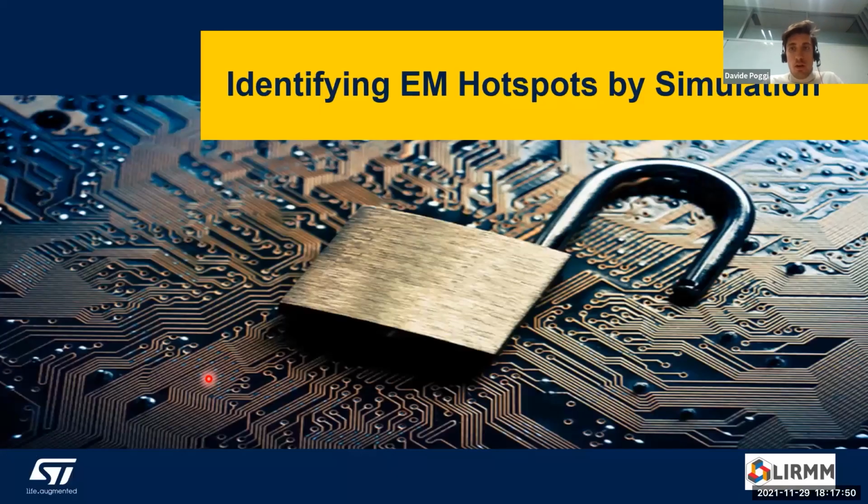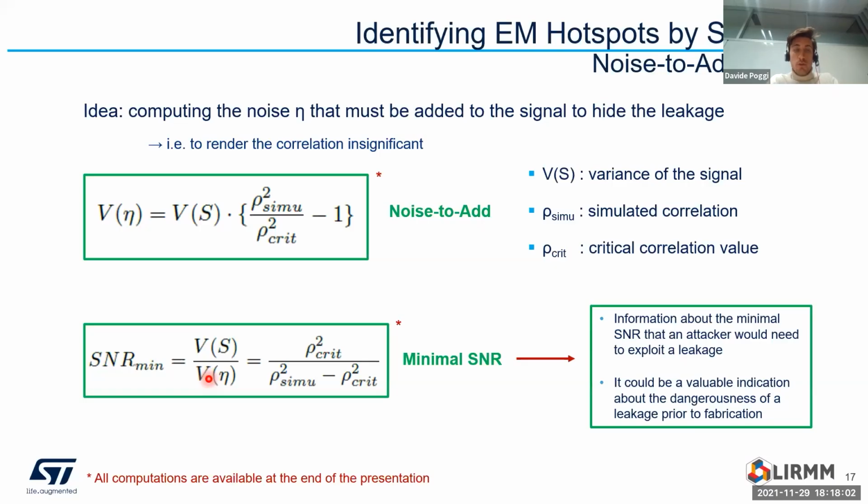So we looked for a solution to this problem in order to be able to perform this EM attack by simulation. The solution that we found, which I would like to share with you today, is the idea of computing the noise that has to be added to the simulated trace in order to hide a potential leakage, to destroy the correlation, to render the correlation insignificant. Here you have the expression of the variance of the noise that has to be added. This is an expression that depends on the variance of the simulated signal.